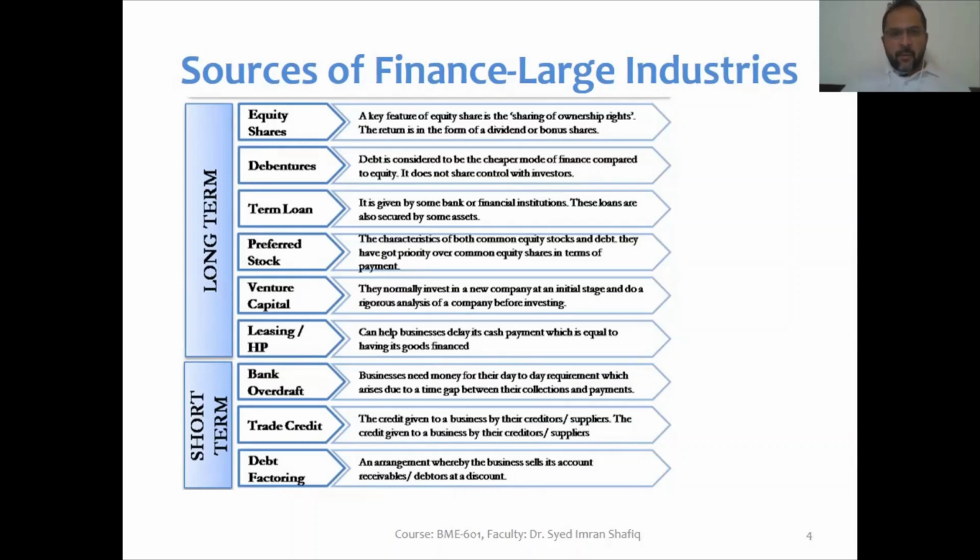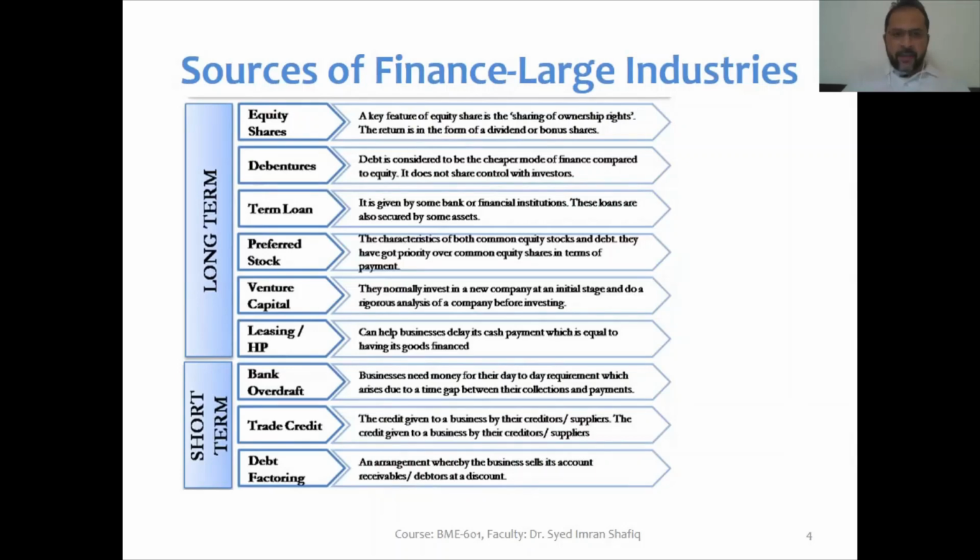Then there is term loan. It is given by some banks or financial institutions. These loans are also secured by some assets, what we call mortgage. Then there is a preferred stock. It has the characteristics of both equity stock and debt. They got priority over common equity shares in terms of payment. They will be getting the payment first, before the one which is in equity.